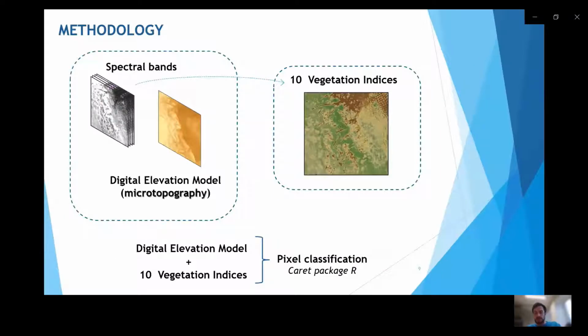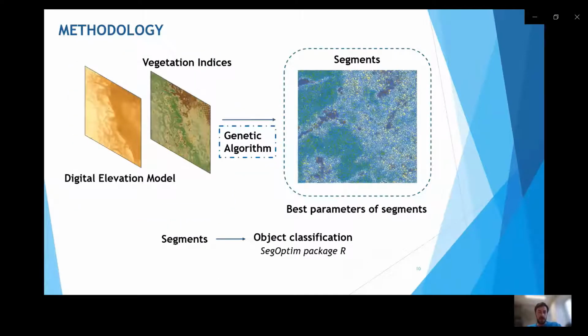Then we calculated 10 vegetation indices from 4 different bands by using map algebra. The values of indices and the digital elevation model were the variables to classify the pixels. We used an R script with the package caret.